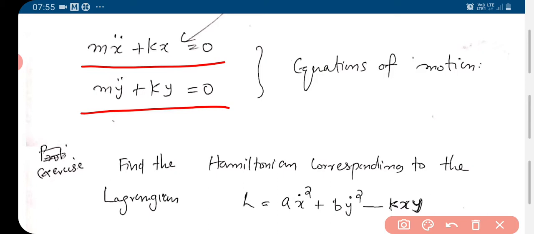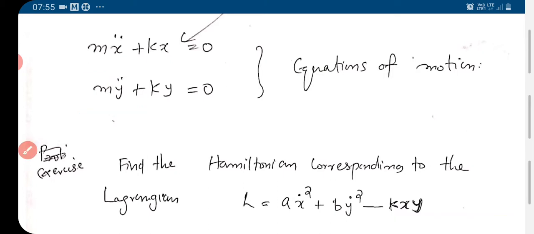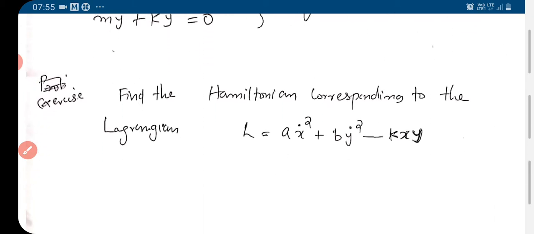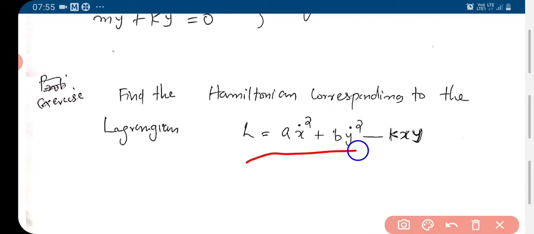So in all these problems, we have followed the same procedure. We wrote the Hamiltonian, and then from Hamilton's equations, we obtained the equations of motion. Now suppose you are directly given a Lagrangian, a x dot squared plus b y dot squared minus k x y. We have two variables, x and y, so there will be four Hamilton's equations of motion. You have to obtain the Hamiltonian and then the equations of motion.